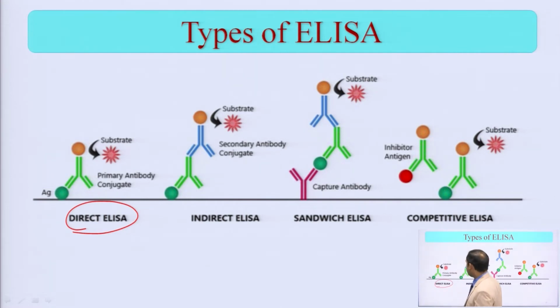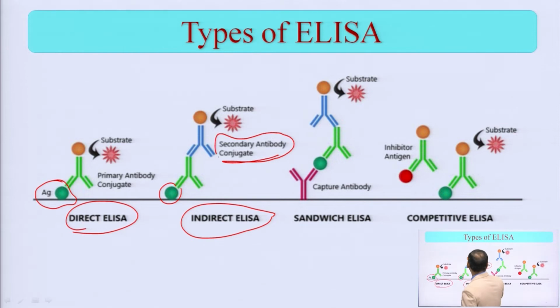Here you can see this is the antigen on the surface, and then the primary antibody conjugate comes in, and some substrate reaction is created. In indirect ELISA, what is happening? The antigen is present here, an antibody comes, then a secondary antibody conjugate comes, so two antibodies are present here, then a substrate reaction is created.